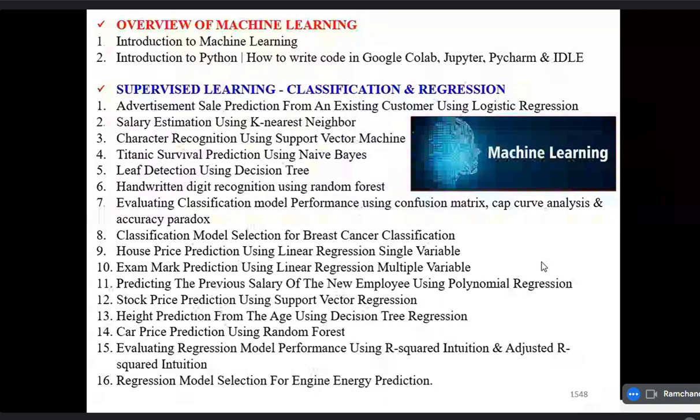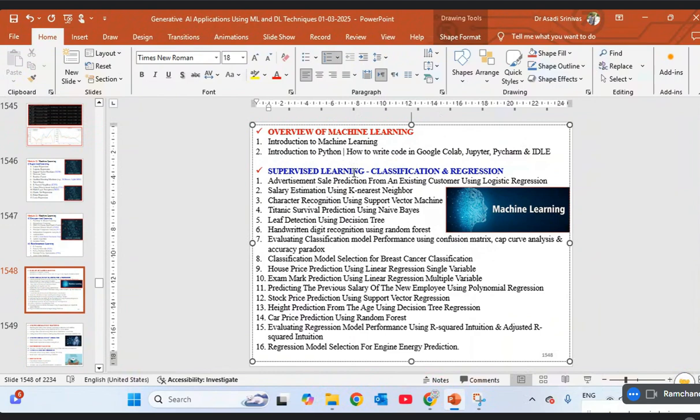Advertisement sale prediction from an existing customer using logistic regression, it also comes under supervised learning. Salary estimation using k nearest neighbor, that is also one of the classification techniques, we can call it k nearest neighbor. The N must be capital, KNN. We used to call it KNN, k nearest neighbor algorithm, keep in mind.